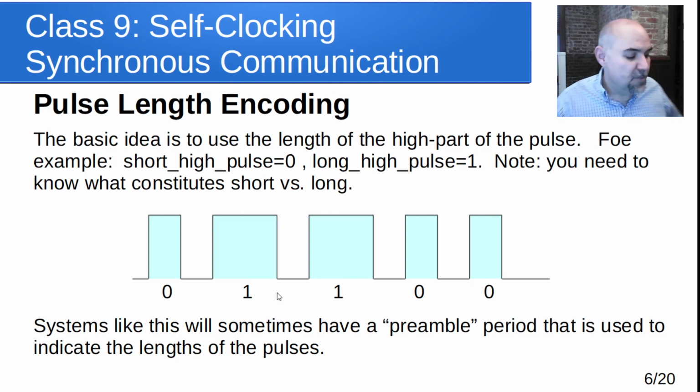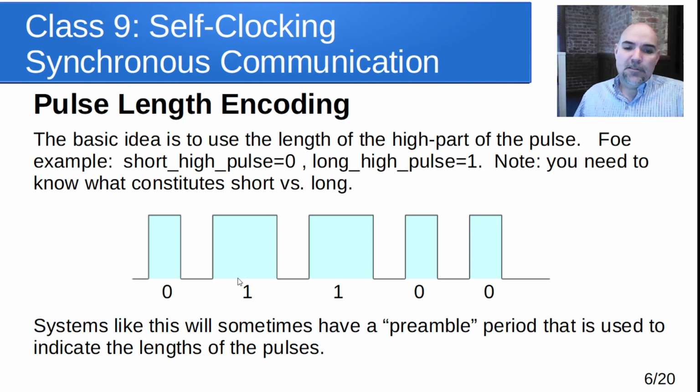Now, another version of that that is somewhat similar is called pulse length encoding. And pulse length encoding, it doesn't care about the ratio of the low to high. All it cares about is how wide are the high pulses. So if they're high for a short amount of time, 0. A longer amount of time is a 1.